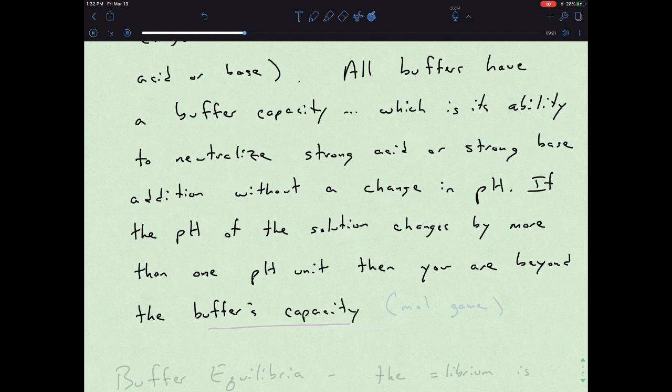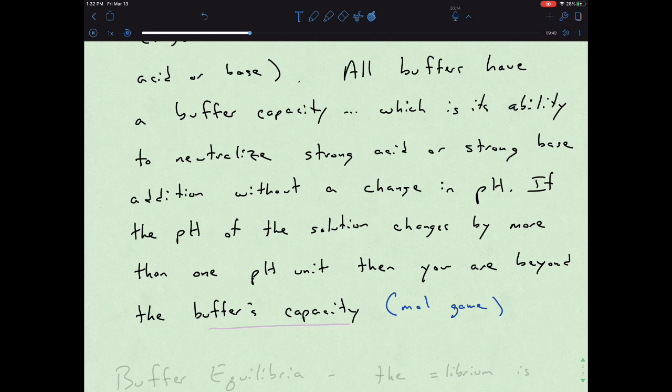And that's simply a mole game. We're talking about a neutralization reaction, so we're talking about mole equivalents of the buffer versus mole equivalents of the strong acid that's added or the strong base that's added. So if you swamp the buffer with strong acid or strong base, well, then you kill its capacity. You're going to overwhelm it, and as a result, the pH will change drastically.